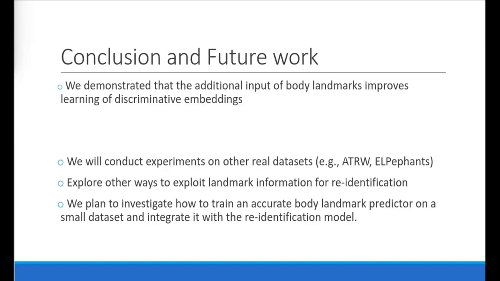To summarize, I demonstrated today that additional input of body landmarks improve learning of discriminative embeddings. In the future, we will conduct experiments on other real datasets, such as tigers and elephants, and explore other ways to exploit landmark information for identification. We also plan to investigate how to train an accurate body landmark predictor on a small dataset and integrate it with the re-identification model.